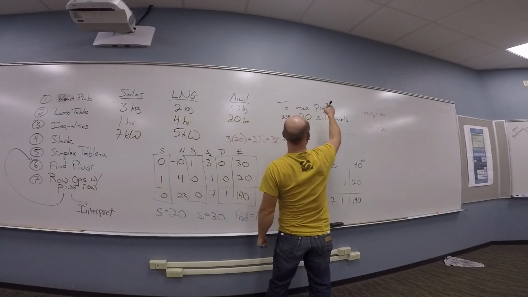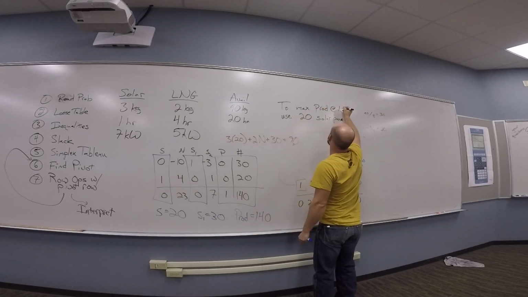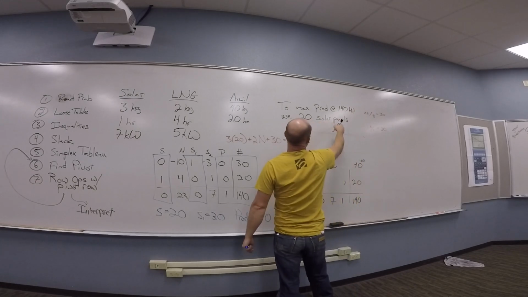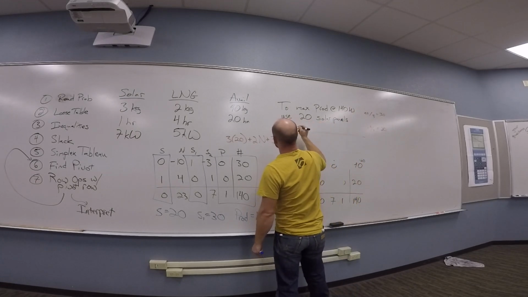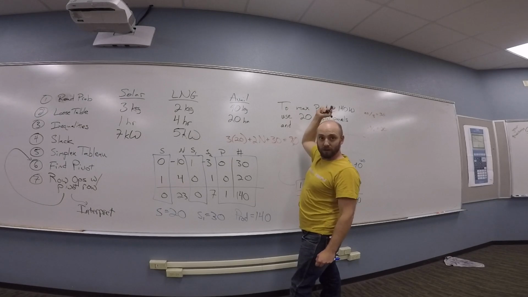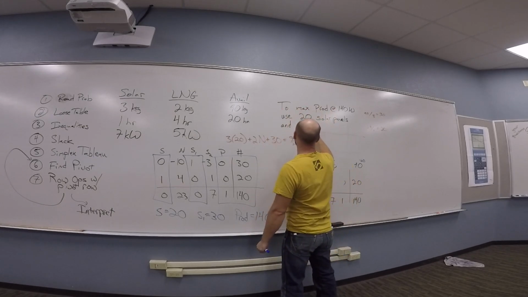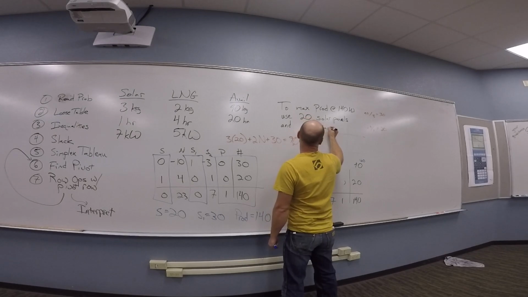So, to maximize production at 140 kilowatts, use 20 solar panels and stop. And no natural gas.